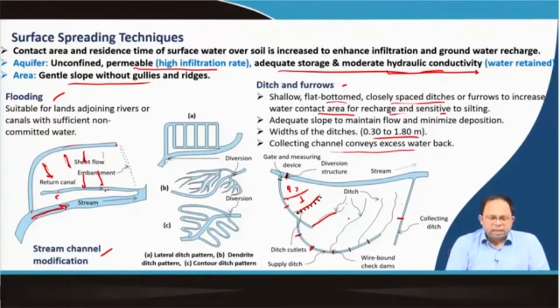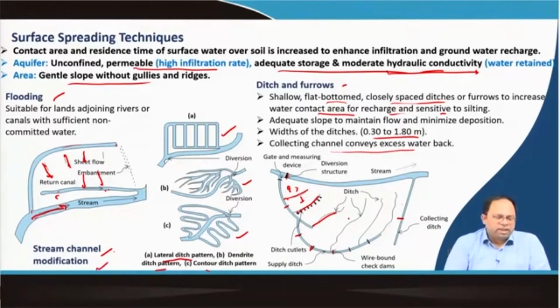There are different designs. There is a lateral ditch pattern. This is the lateral ditch pattern, B is the dendritic ditch pattern, and C is the contour ditch pattern, which more or less follows the contour profile of that area. So we can create these ditches in different patterns, and accordingly these names have been given.